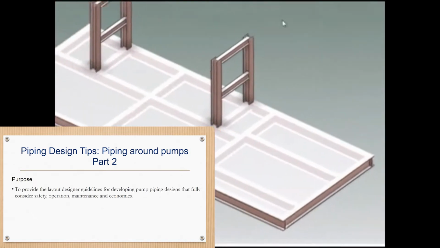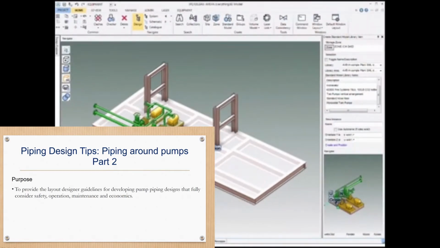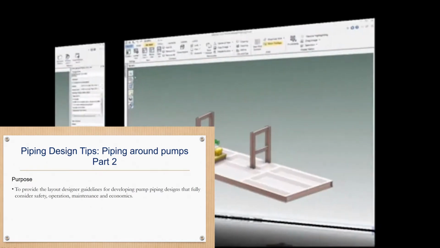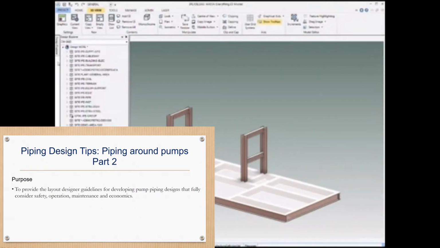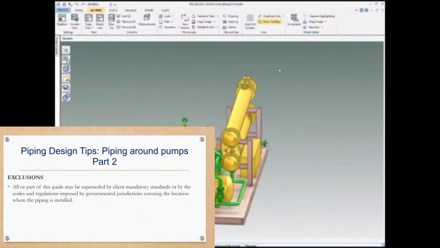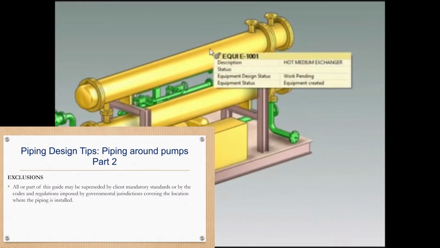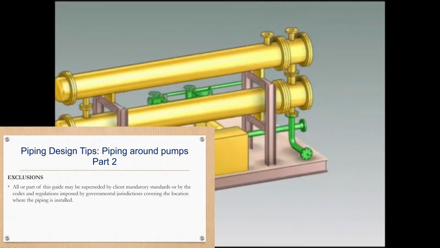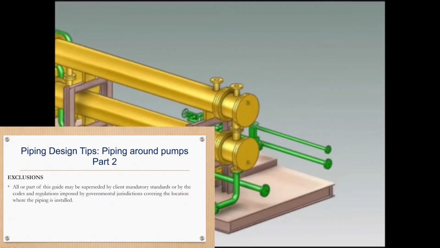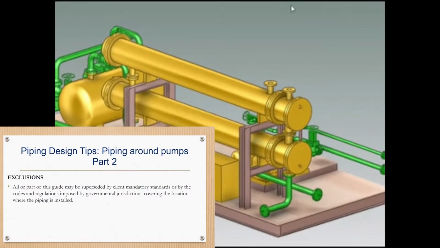The topic for today is about the piping around pumps, part 2. The purpose of this video is to provide the layout designer guidelines for developing piping designs that fully consider safety, operation, maintenance, and economics. Exclusion: all or part of this guide may be superseded by client mandatory standards or by the codes and regulations imposed by governmental jurisdiction covering the location where the piping is installed.